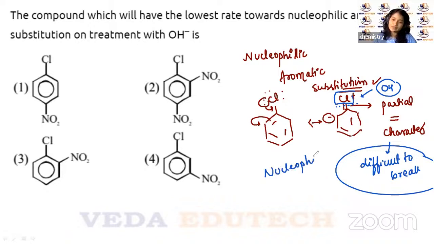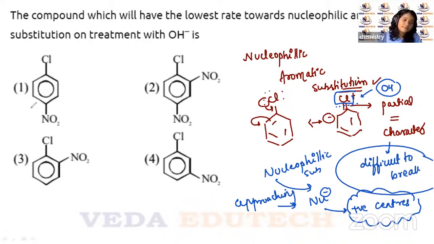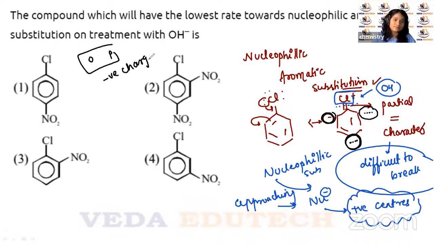We know that it is nucleophilic substitution, right? So a nucleophile is approaching. When a nucleophile is approaching, it needs what kind of centers? It needs positive centers. But if we look, here we had a negative charge. Again, here we are going to have a negative charge. So at ortho and para, we are having negative charges.